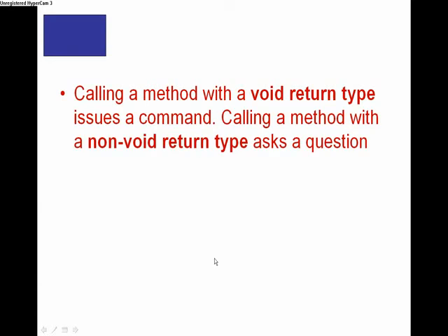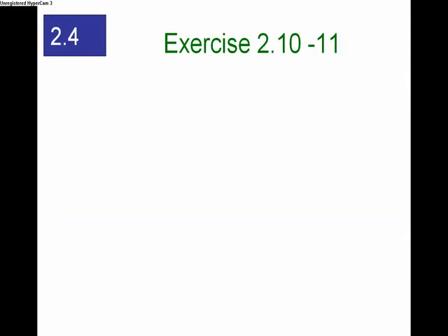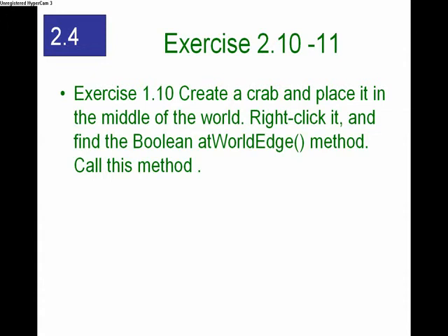Okay, calling a method with a void return type issues a command. Calling a method with a non-void return type is asking a question. So for example, this guy is saying eat. It's just saying do this thing, and this thing right here is asking a question. Are you at the world's edge? And because it's boolean, the answer is either going to be true or false. Okay, we're going to have to do something.